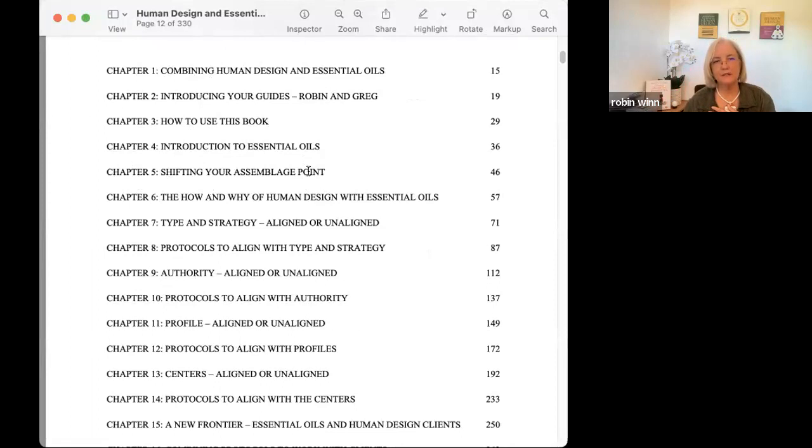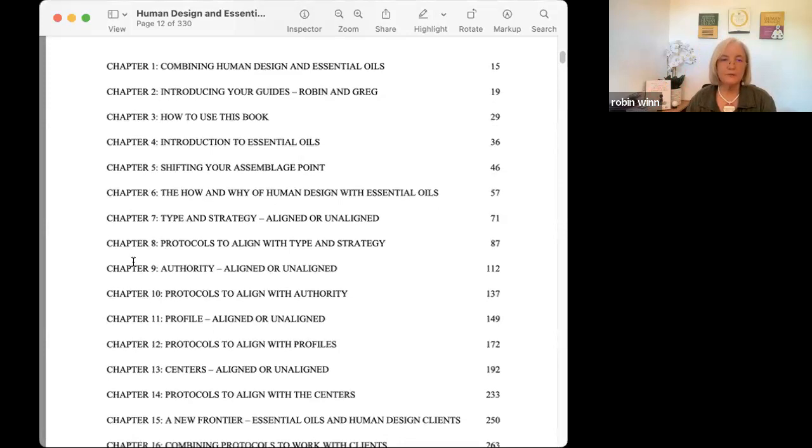This is the big thing I want to talk about, shifting your assemblage point. This is the whole intention of what we are up to. We are looking to shift our assemblage point from being run by our egos, run by fear, to being aligned with our chart and aligned with our entelechy, our potential. That's the shift we're looking at when we do the meditations with or without oils. Then we talk about the how and why of human design with essential oils.